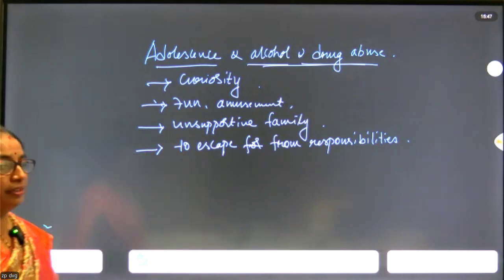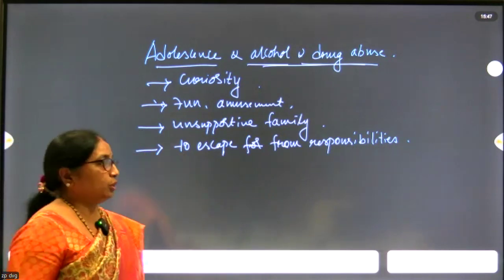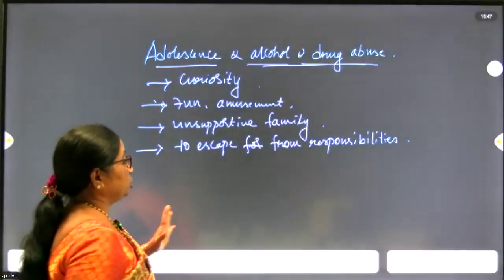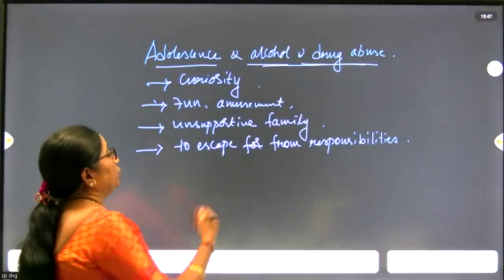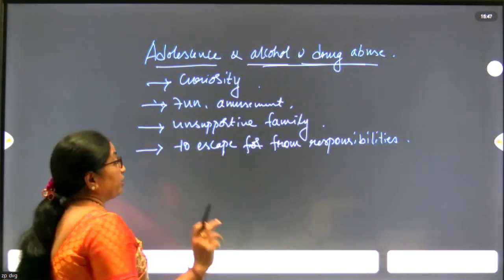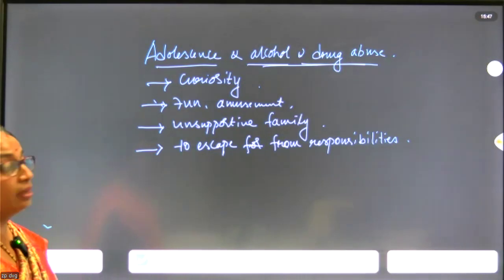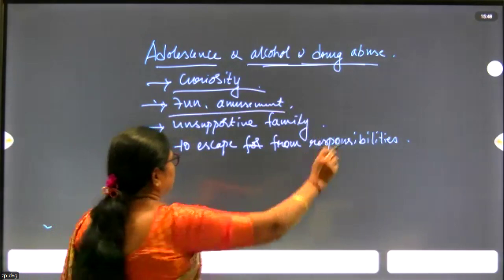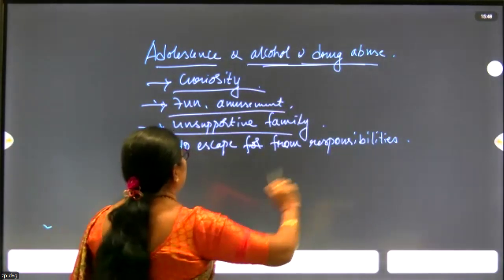If he's a student, to get rid of it, he thinks, I have to read so much, why should I read, there is so much stress. So he may take a wrong route. If there is no cautious watching by the parents and the teachers, he may take a bad path. Curiosity may be there: let us see what happens, let me try it once.